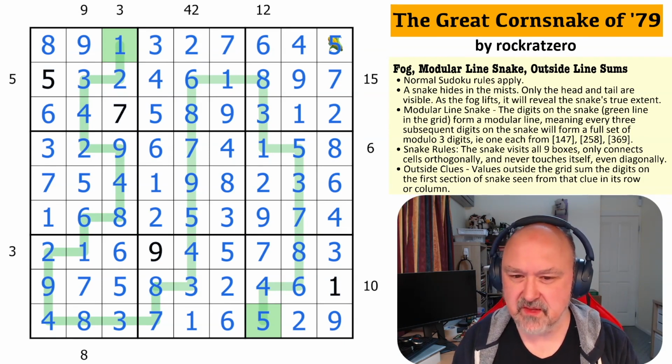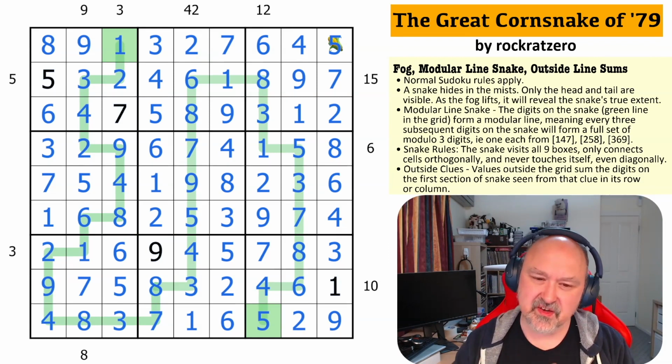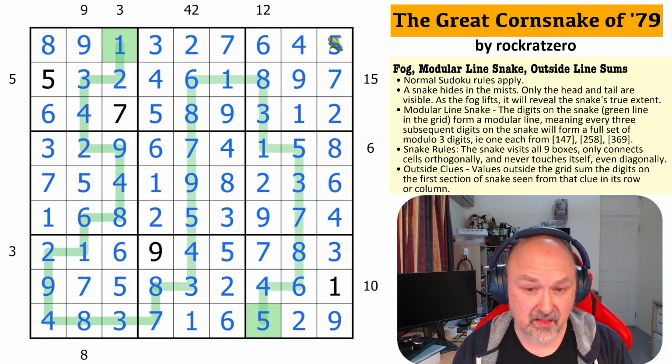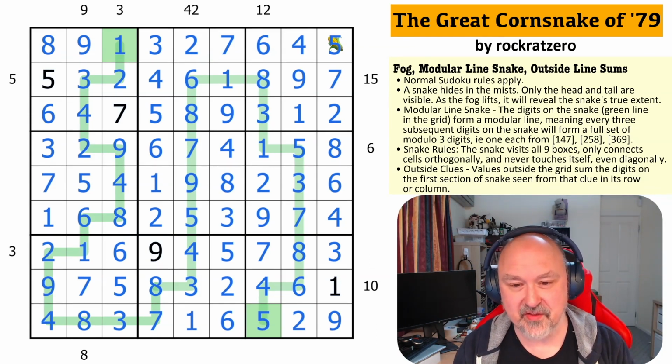And the modular line on top of the snake is really cool. And the fog, of course, adds some interesting concepts as well. Discovering the snake into the fog was really cool. I loved the puzzle. I really enjoyed discovering, especially being able to draw the line straight through the middle of the grid, even though you knew nothing about it. Really cool. I loved the concept. I thought the puzzle was excellent.